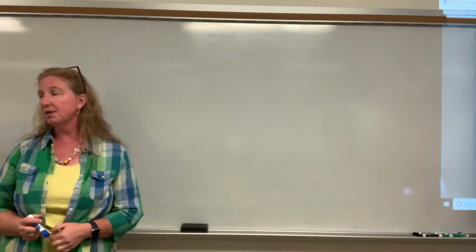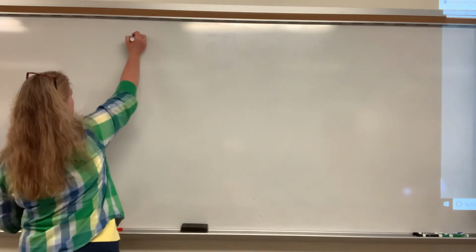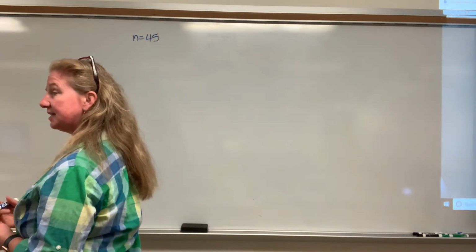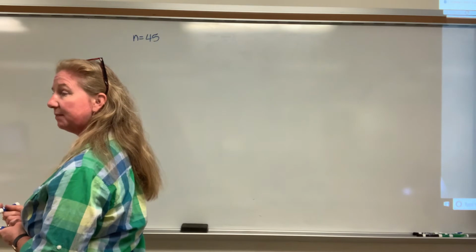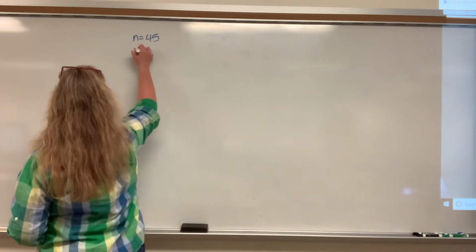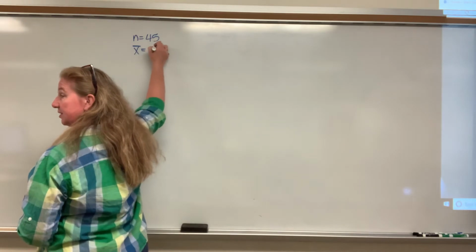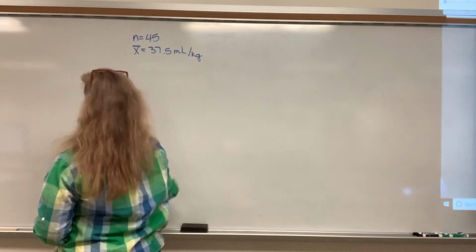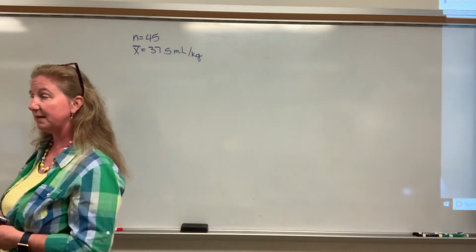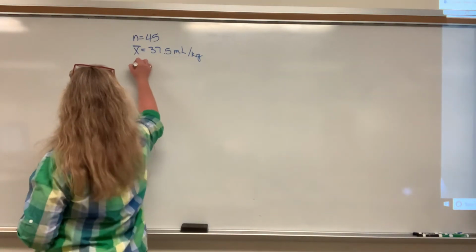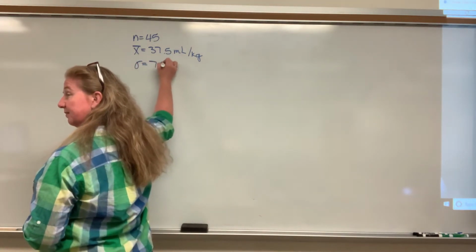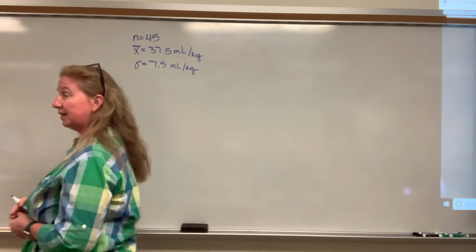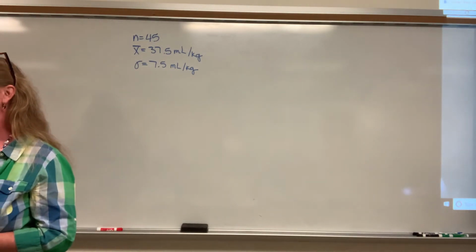Suppose that a random sample of 45 male firemen, so my N is 45, are tested and they have a plasma volume sample mean, so it's X bar, of 37.5 milliliters per kilogram. Seems like a funny unit, but that's just how they measure it. Assume that sigma equals 7.5 milliliters per kilogram for the distribution of blood plasma.